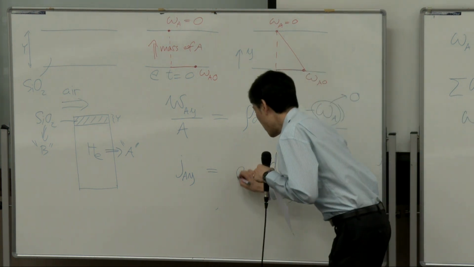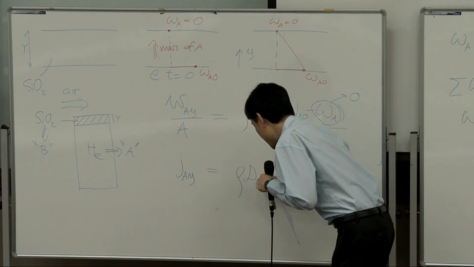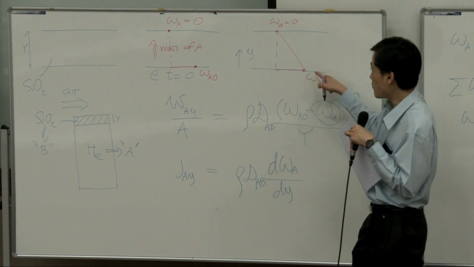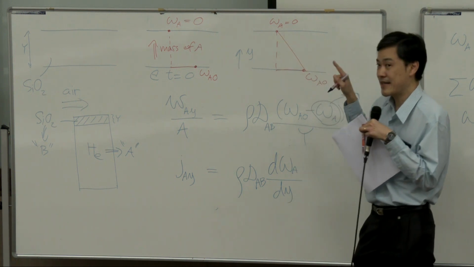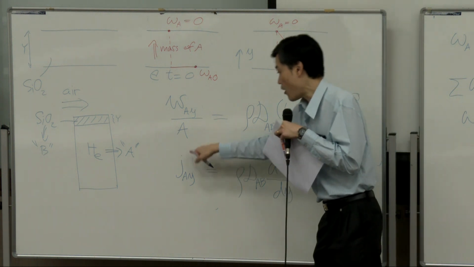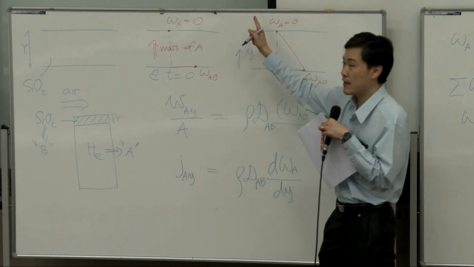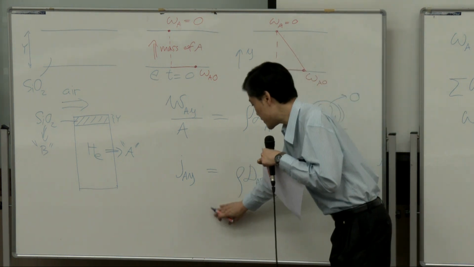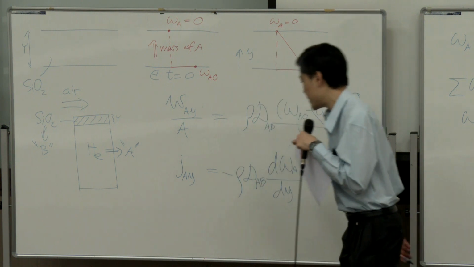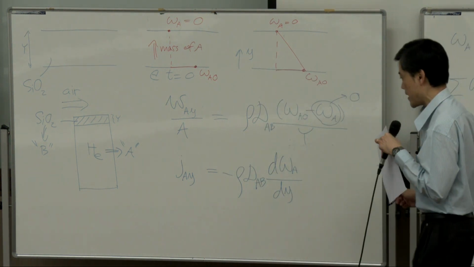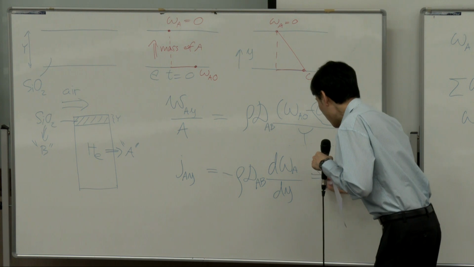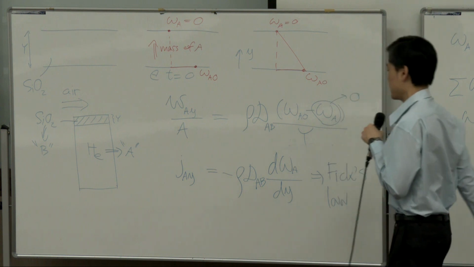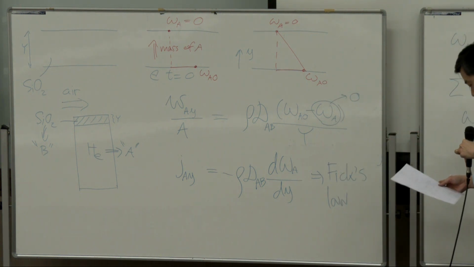Okay? Rho would be the same, DAB would be the same, and this d omega by dy is essentially the slope of this line, and this line has negative slope. But on the left-hand side, the flux is going in y direction, in positive y. So in order to get consistency of the sign, you put negative over here. Okay? So this is called Fick's law, or Fick's law of diffusion.